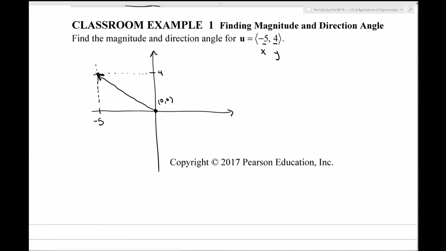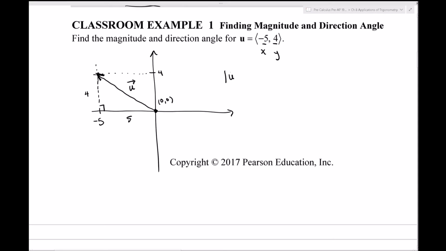So here I'm drawing the vector u. And what do they want? They want the magnitude, and they want the direction. So we got to be really, really careful. The magnitude will be the length of that vector. In this case, it's going to be the hypotenuse of the right triangle that we just formed, and this right triangle has side lengths 5 this way and 4 this way.